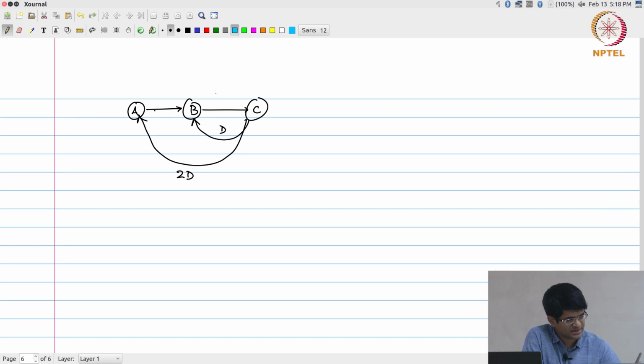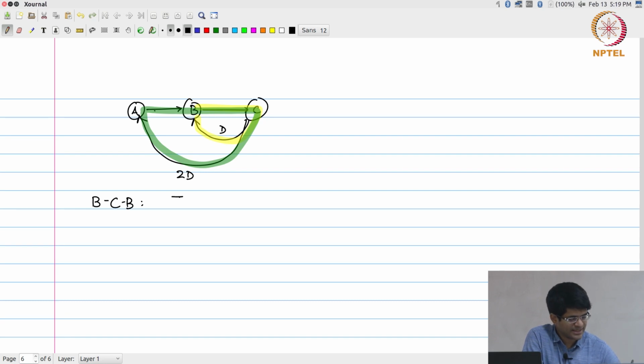One of the loops that I have is this one over here, and the second one is this one over here, okay, which basically means the BCB loop. That is one way of indicating what the loop is. It is go from B to C and then back to B, so that completes the loop.